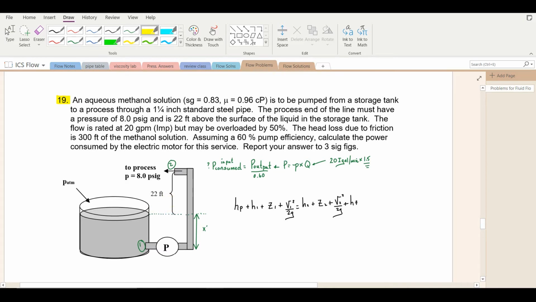The flow is rated at 20 imperial gallons per minute, but may be overloaded by 50%. The head loss due to friction is 300 feet of methanol. Assuming a 60% pump efficiency, calculate the power consumed by the electric motor for this service. Report your answer to 3 sig figs.